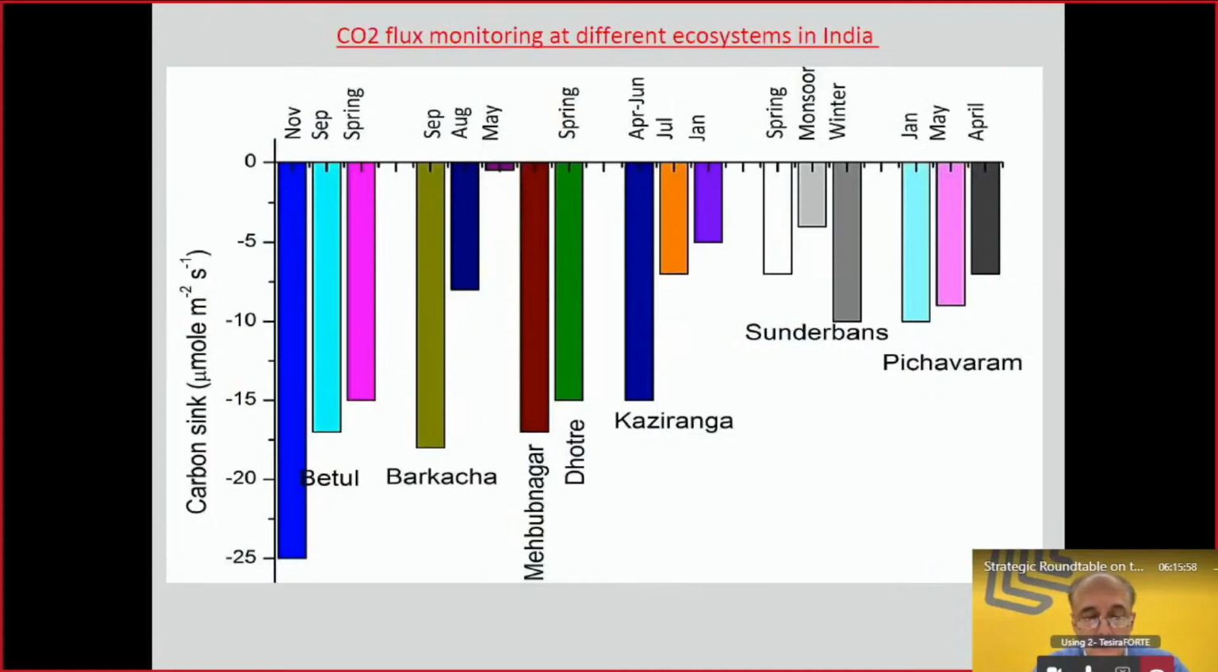Next. So this one is CO2 flux monitoring, as I was showing you, at different locations and different ecosystems. This is purely tower-based point observations at different locations. This is the carbon sink on the y-axis, in micromole per meter square per second, at different seasons. The sites you can see are Betul in central India, Barkachha, which is basically the IGP region, and then Kaziranga, Sundarban and Pichavaram. So this is just a comparison of how the CO2 fluxes are shaped in different ecosystems in India, and we have information on how powerful our forests are in sequestering the emissions.